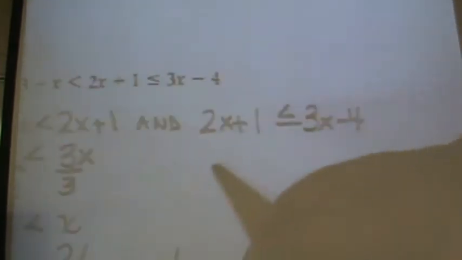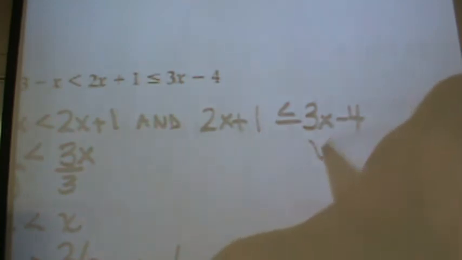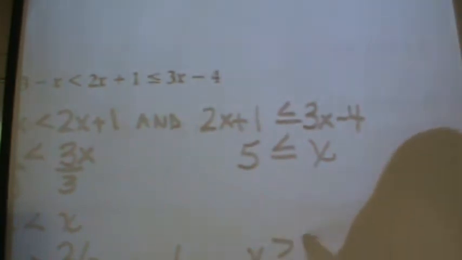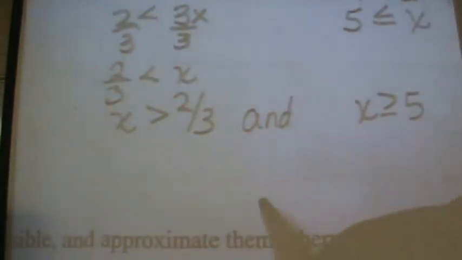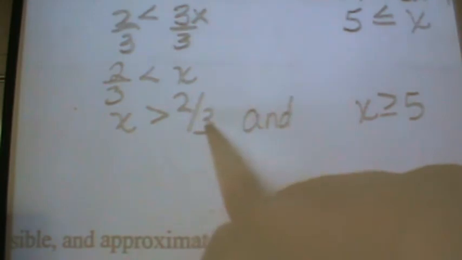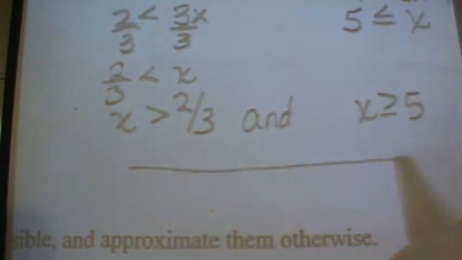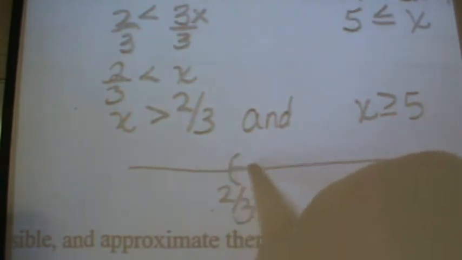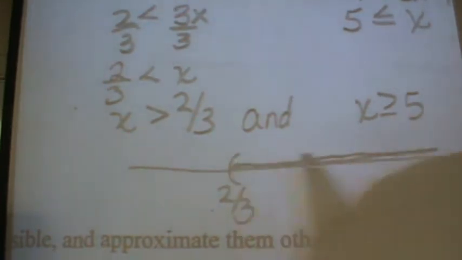And this side, we're going to subtract 2x, you get x, add 4, you get 5, and this is x is greater than or equal to 5. So where are the x values greater than 2/3? This is an interesting one. This is greater than 2/3 and greater than 5.